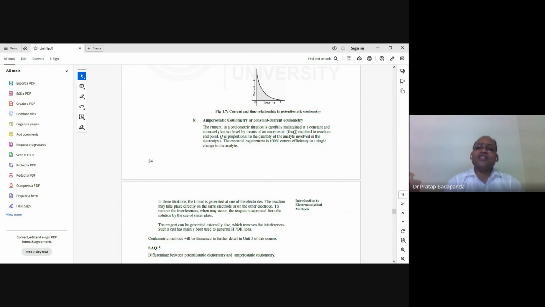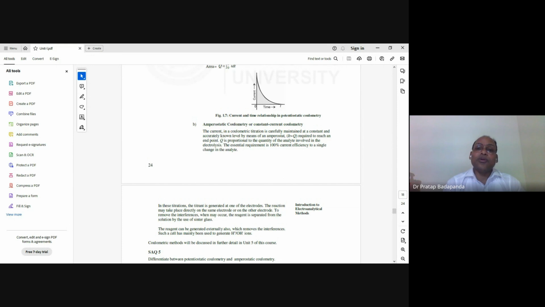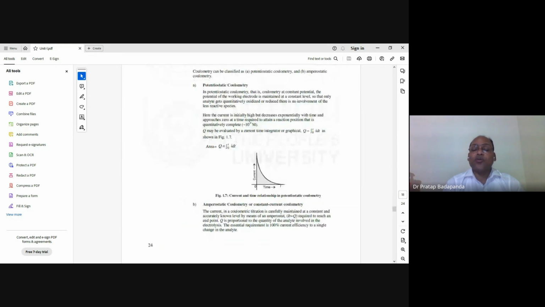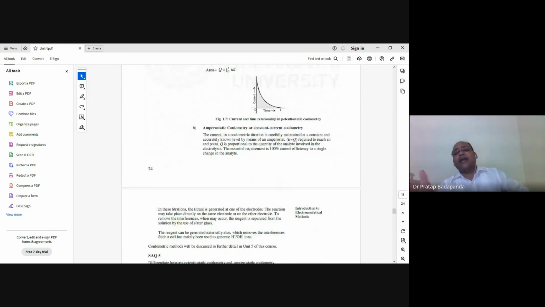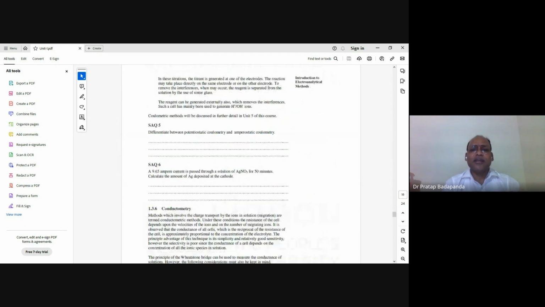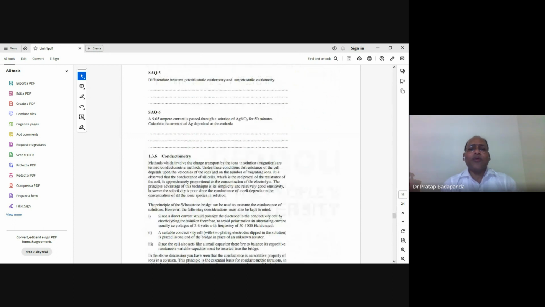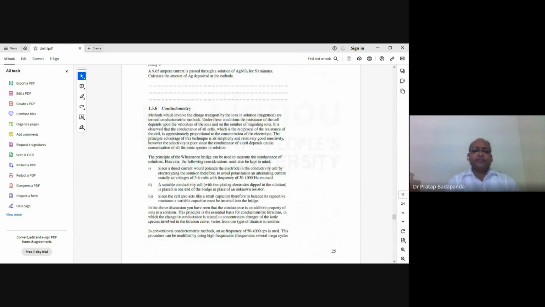Here the current is constant, but time is directly proportional with fixed current. So I times t is equal to Q here. So that is the thing. You have to go through this. Then we have to go to conductometry.